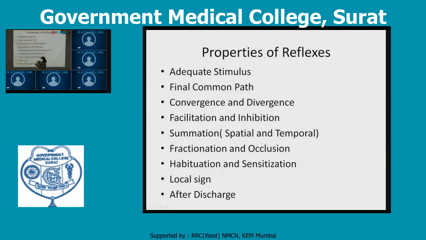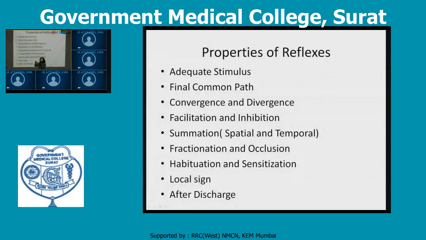And inhibition occurs in the case of the alpha motor neuron, which also synapses with the Renshaw cells. The Renshaw cells are inhibitory neurons. These Renshaw cells go back and synapse with the same alpha motor neuron. Thereby, they are checking the output of the alpha motor neuron. That is inhibition. This inhibitory output of Renshaw cells checks the output of the alpha motor neuron.